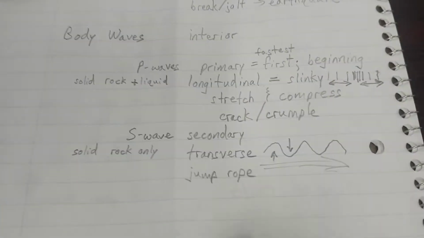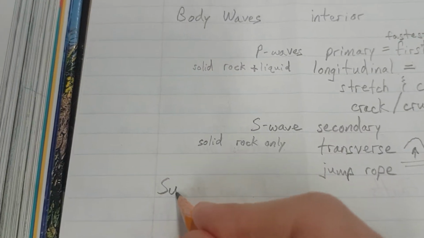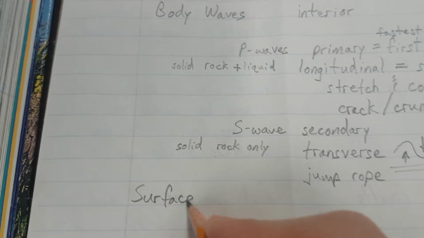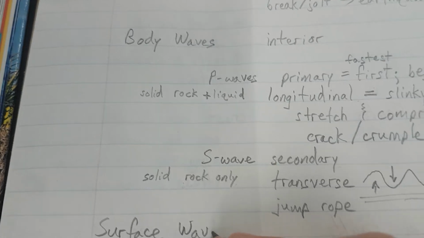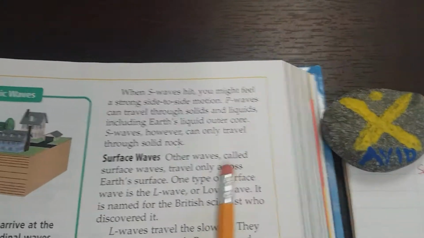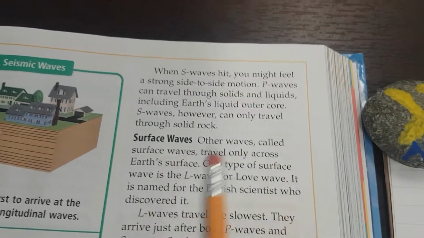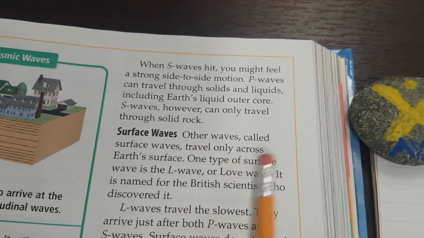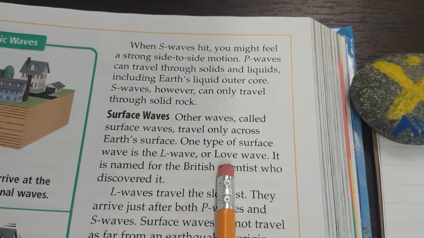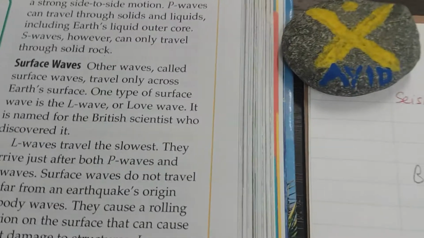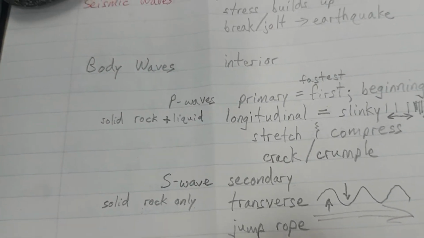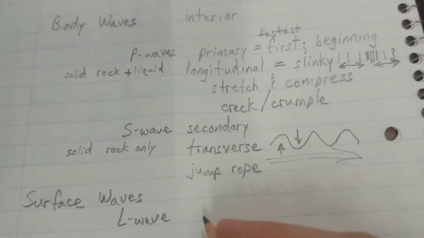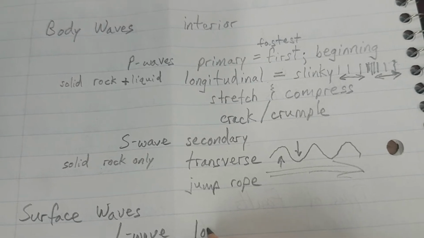Okay, surface waves. That's a new heading. Capital S-U-R-F-A-C-E, surface waves, W-A-V-E-S. Other waves called surface waves travel only across Earth's surface. One type of surface wave is the L wave, or Love wave. Interesting. L wave, and it's called the, let's see, that was primary, that was secondary, this is Love, L-O-V-E.